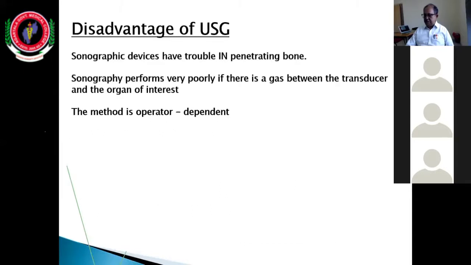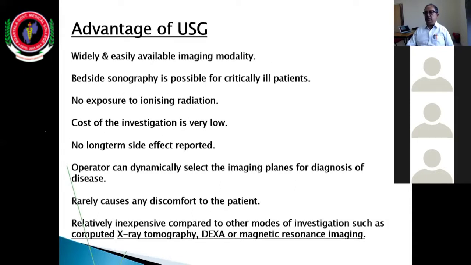Now, what are the advantages and disadvantages of ultrasonography? It is an easily and widely available imaging modality. It is available at the primary health care level also. Everywhere you will get an ultrasonography machine, and bedside sonography for critically ill patients is possible. There is no ionizing radiation. So, by ultrasonography, there is no radiation hazard. And the cost of this investigation is very low, and there is no long-term side effect.